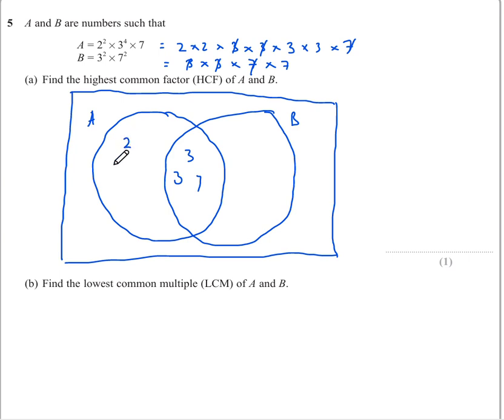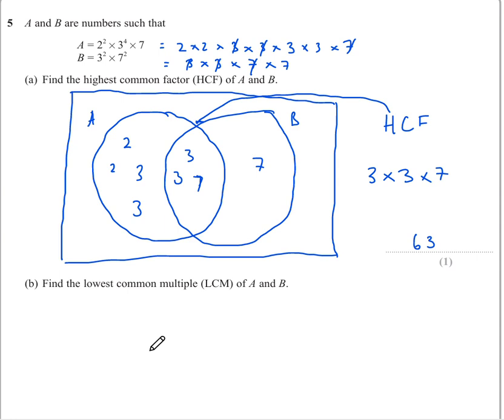For A, we've got an additional 2 2's and 2 3's. And then we've got a 7 in B. To find out the highest common factor, what we're looking at is this intersection. What I do is I take these 3 numbers and I multiply them together. So 3 times 3 times 7 is 63.